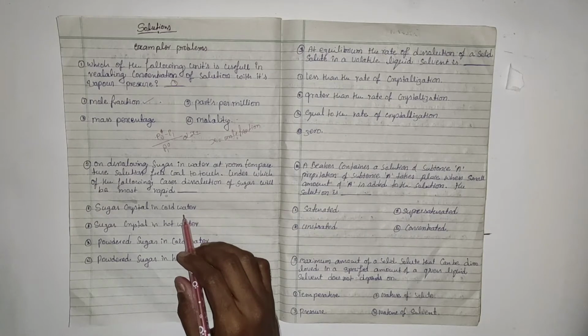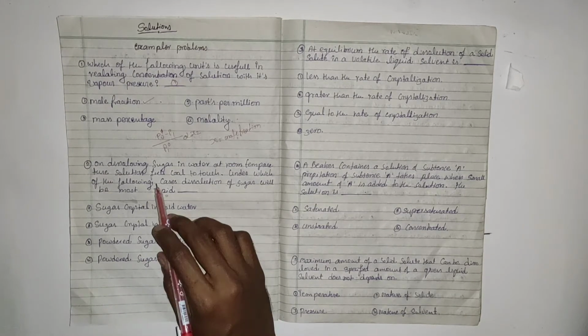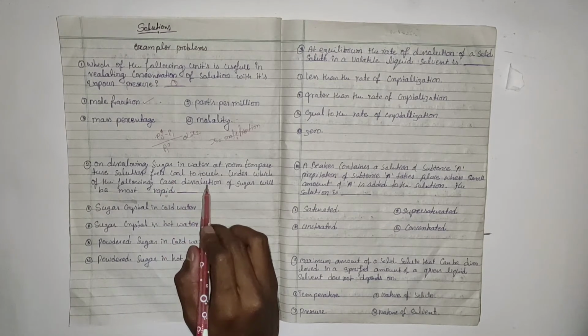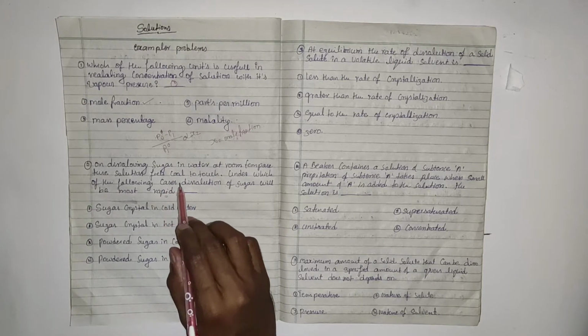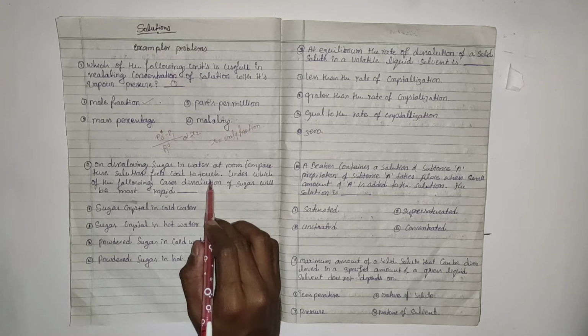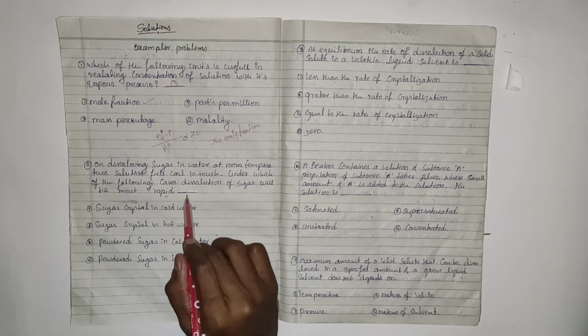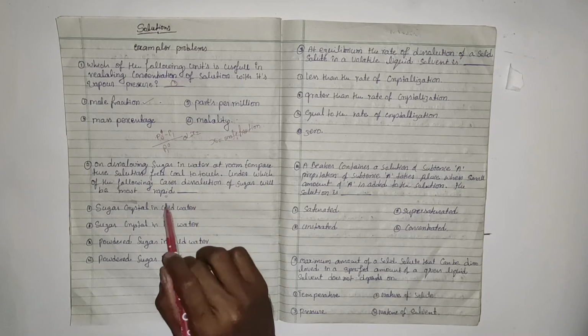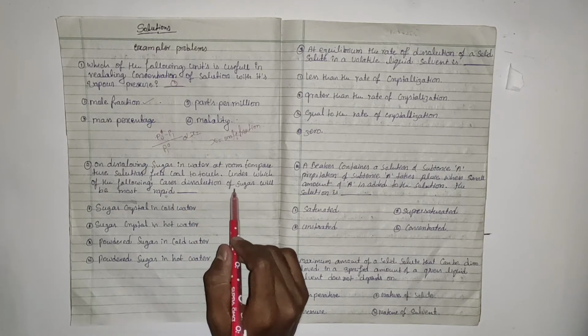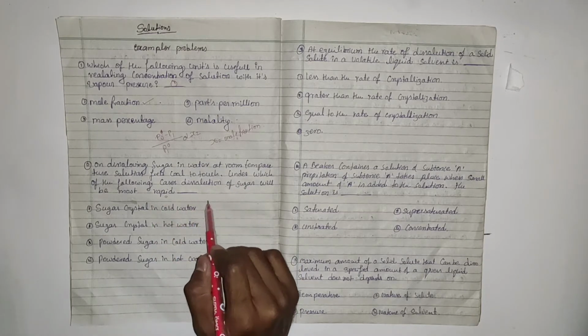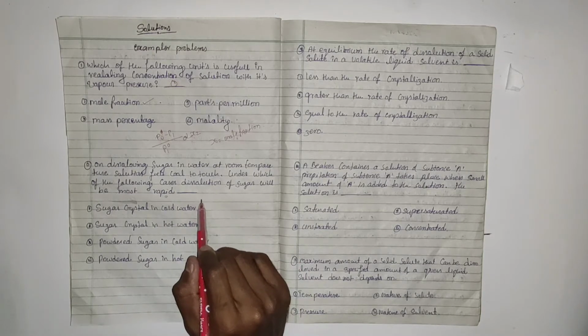Next, moving on to the second question. On dissolving sugar in water at room temperature, the solution feels cool to touch. When you touch the solution, it feels cool. Under which of the following cases will dissolution of sugar be most rapid? Read and understand the question carefully.